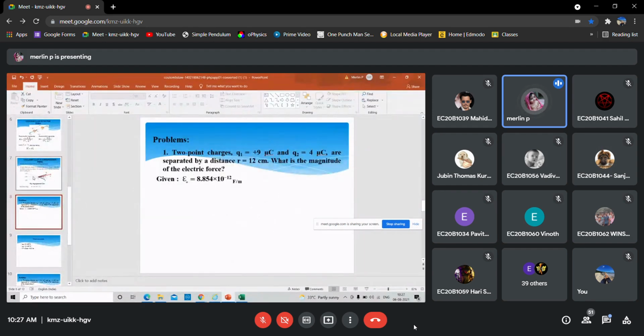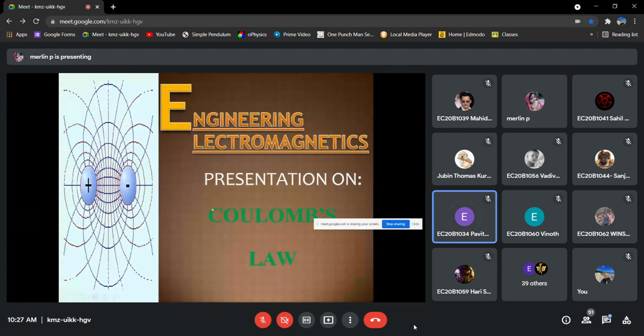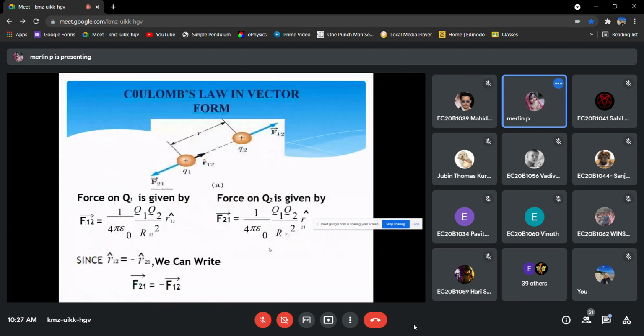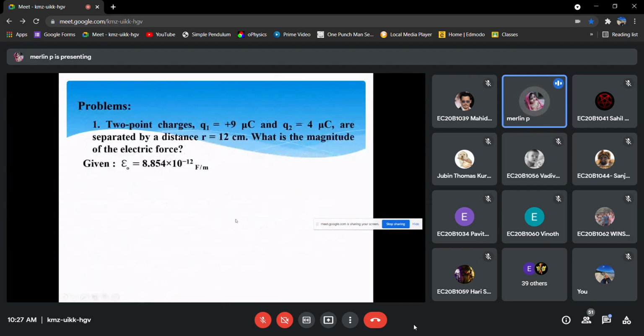Do you have a calculator, students? Yes, ma'am. Okay, you all write this problem. You will have a problem on this. This is a scalar force calculation only. This is a simple problem. I will explain it. You can write this and calculate and tell me the answer. Please take your note and write this question.